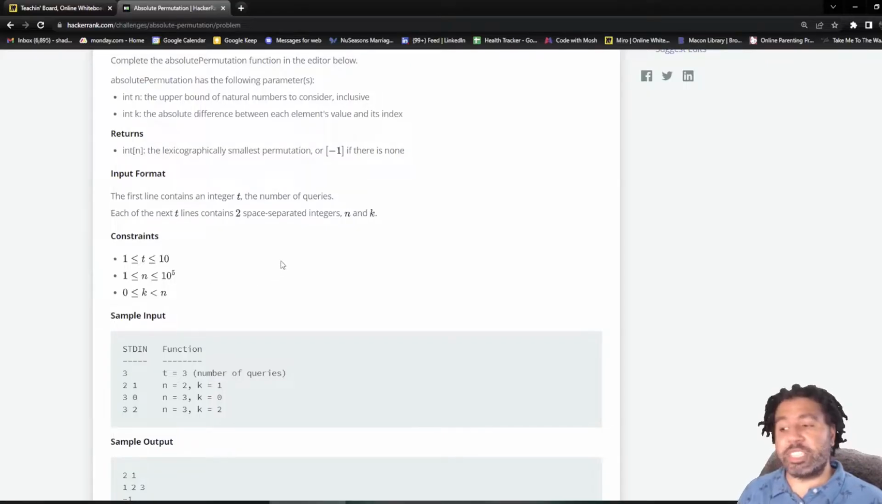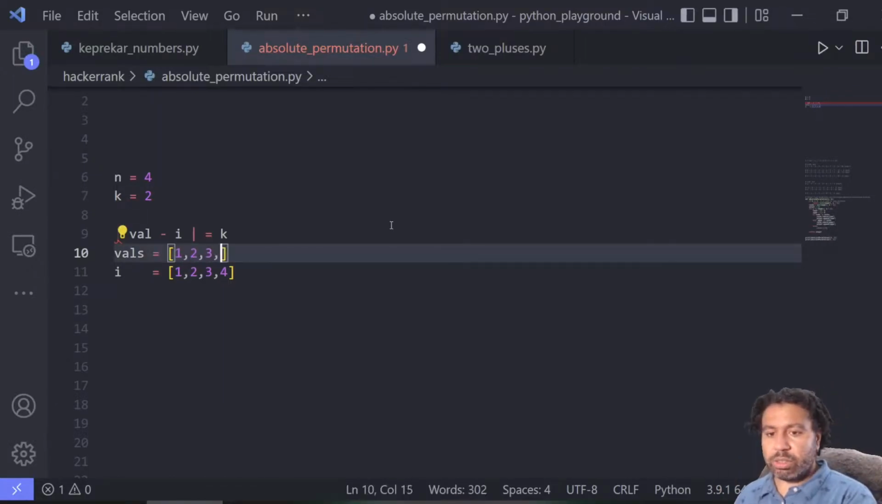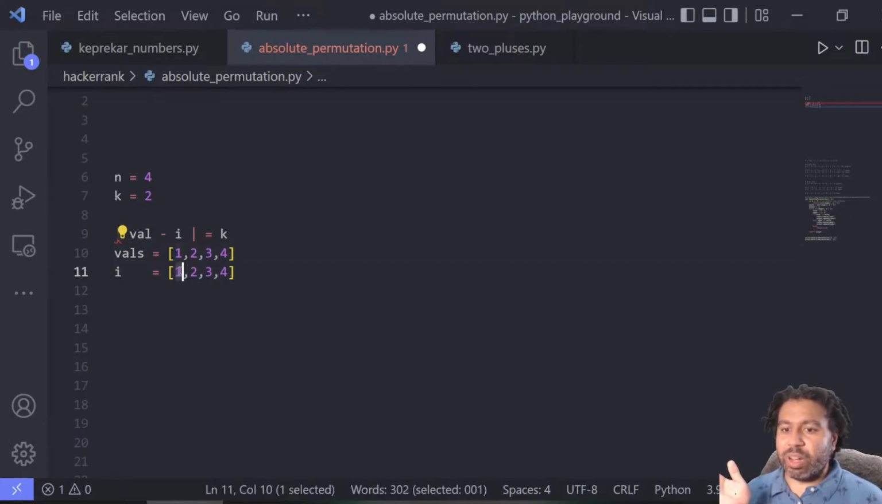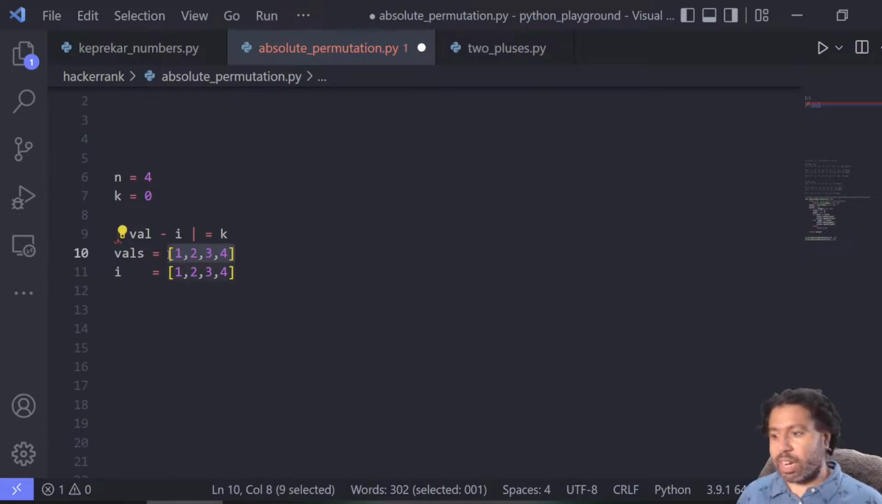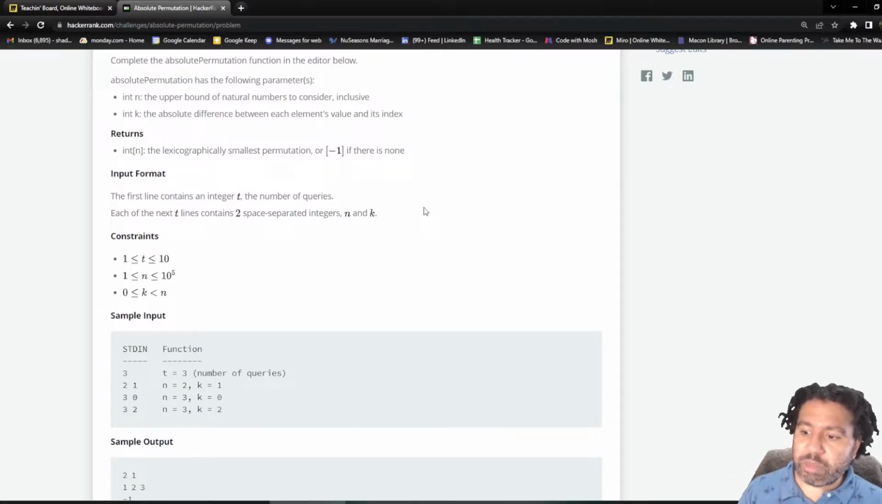So k of 0 is actually really easy if you think about it, because if I go back a second, k of 0 basically means 1, 2, 3, 4. This is the setup for 0, right? Because 1 minus 1, each index minus its value, if it's the same thing, is always going to be 0. So if k is 0, then this default setup is the best arrangement. And it's also the smallest one because each number is going in order. So anyway, that's the problem. I'm going to give you some time to do it on your own, and then I'll go over my solution.